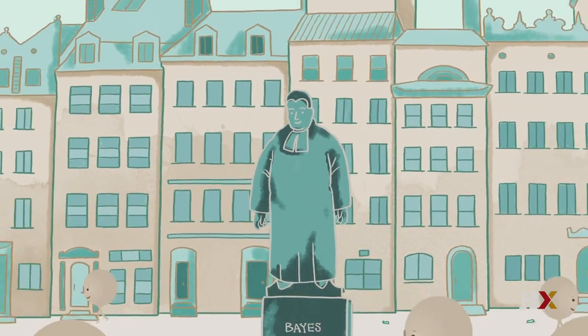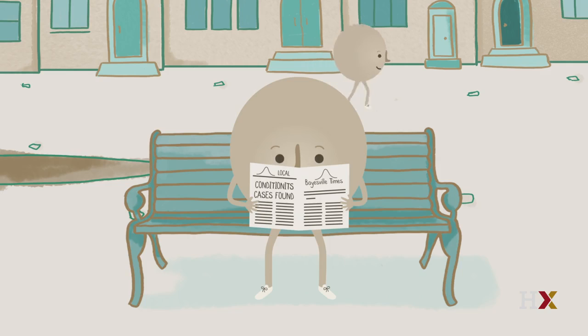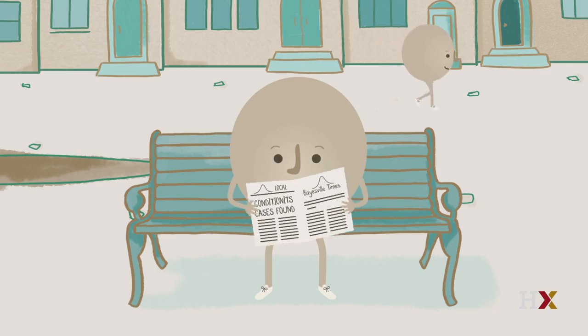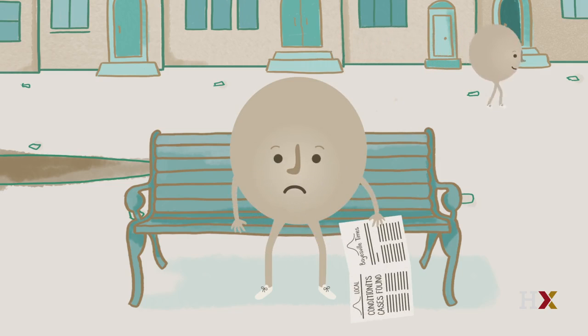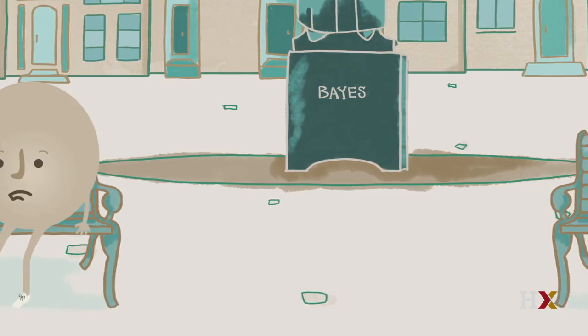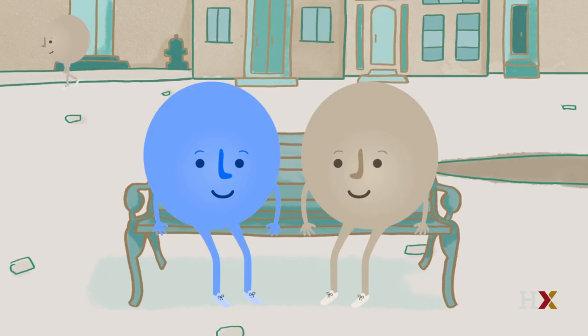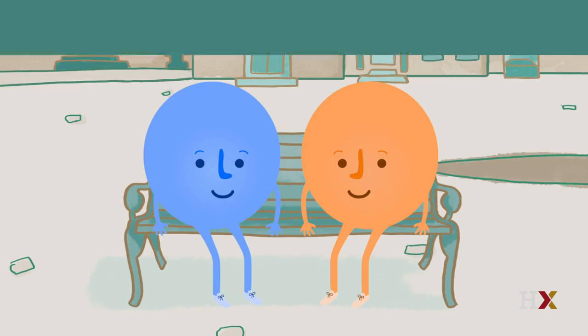The town of Baysville has a population of 2,000 people. Jimmy is worried after reading a news article about a disease called conditionitis. Conditionitis is a serious but rare disease afflicting 1% of the population. Let's represent healthy people as blue and diseased people as orange.